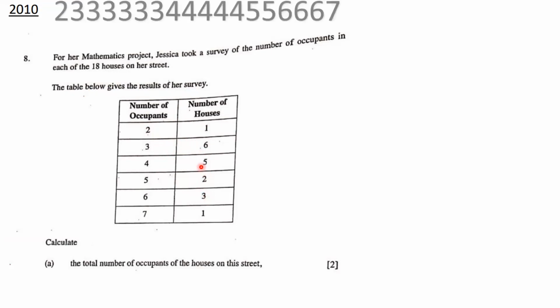You can also enumerate or list the data set. And so again, we have 1 house that has 2 occupants. We have 6 houses that have 3, so it's 1, 2, 3, 4, 5, 6. 6 houses that have 3 occupants. We have 5 houses that have 4, so it's going to be 1, 2, 3, 4, and 5. So we have 5 houses that have 4 occupants, right? And then we have 2 houses that have 5 occupants.